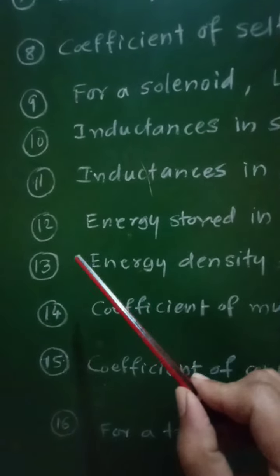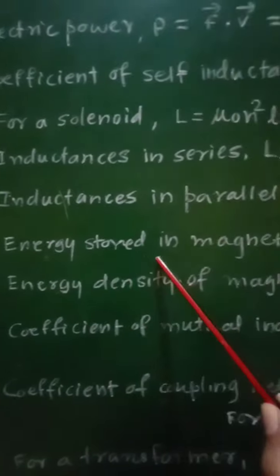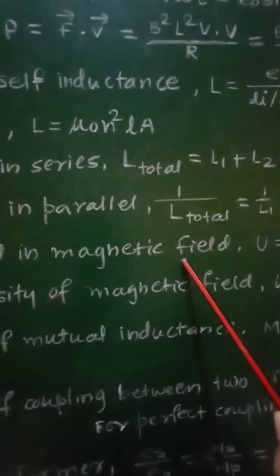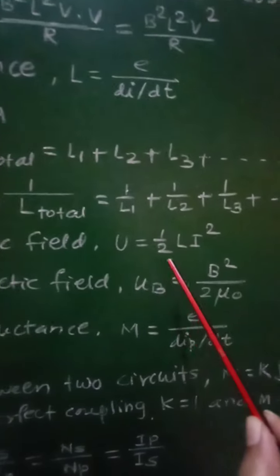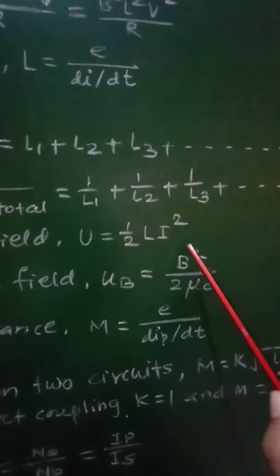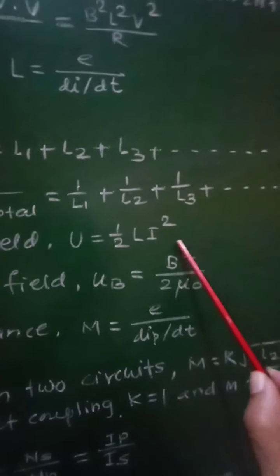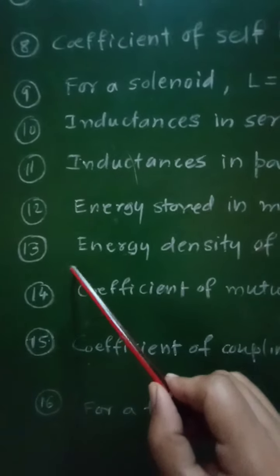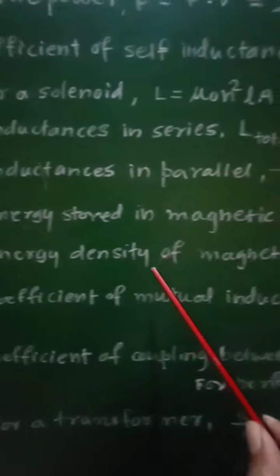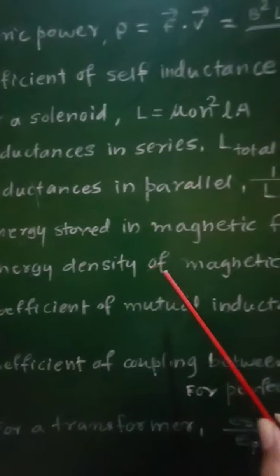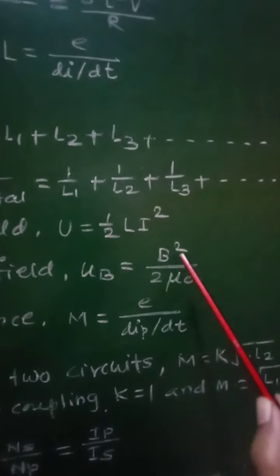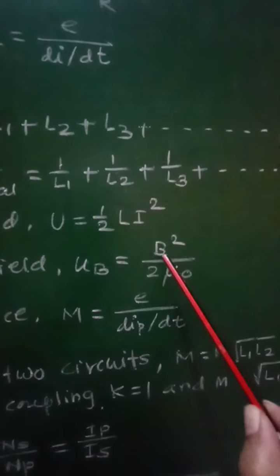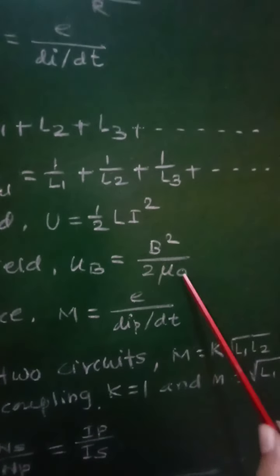Then 12th formula gives the energy stored in magnetic field. The energy stored in magnetic field U is equal to half L i square. Then 13th formula gives energy density of magnetic field. Energy density of magnetic field UB equal to B square upon 2 mu 0.